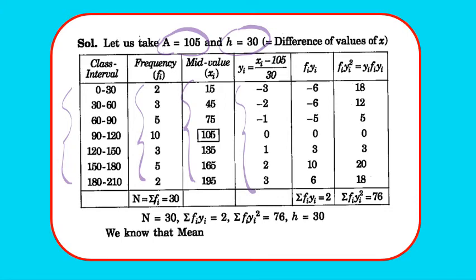I hope you remember this method. We learned this in grade 10th also, to find the mean. Then we find fi yi, then fi yi square, and their sums. We need these in the formulas. Okay, so n, that is the sum of frequencies; sigma fi yi is 2, sigma fi yi square is equal to 76, and h, that is the class size, is equal to 30. So note down this table.